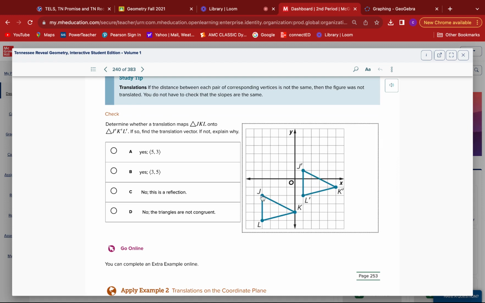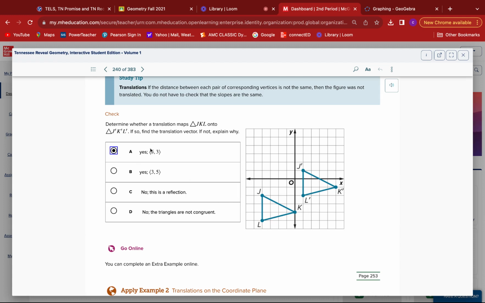All right, so start with J going to J prime. 1, 2, 3, 4, 5 to the right. 1, 2, 3 up. So it looks like it's 5 over, 3 up. All right, L to L prime. 1, 2, 3, 4, 5. 1, 2, 3 up. Okay, so far it looks like it is, but we always have to try the last one. So K is 1, 2, 3, 4, 5, up 1, 2, 3. All right, so it looks like it's going to work for all 3 vertices. J to J prime, L to L prime, K to K prime is right 5 up 3. So the answer is A.